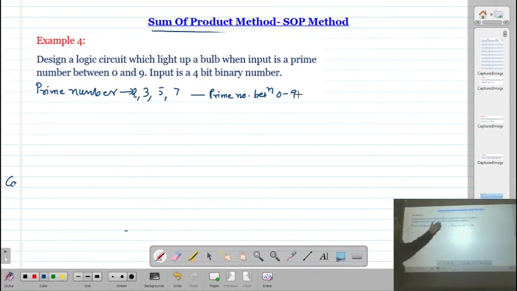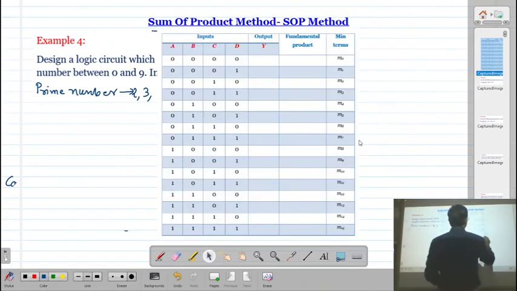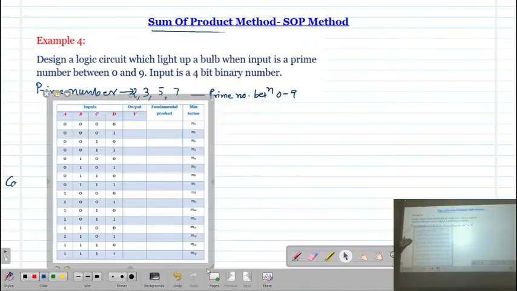But here it is a 4-bit binary number. 4-bit means how many combinations will be there? 16 combinations will be there. If you go ahead, then 11 is also a prime number, 13 is also a prime number, but you do not have to consider that one. Correct? So here we have to write a truth table for 4 variables. So here the 4 variable truth table is this. We have 4 variables A, B, C, D, and there are 16 combinations.